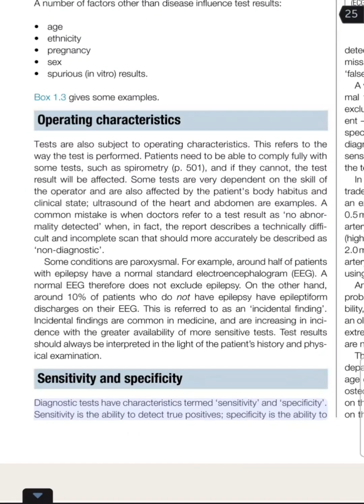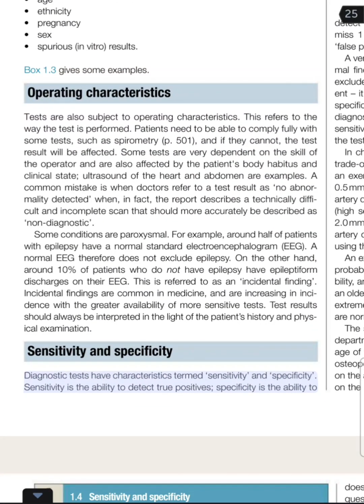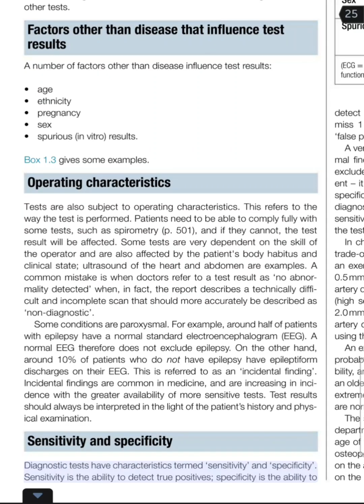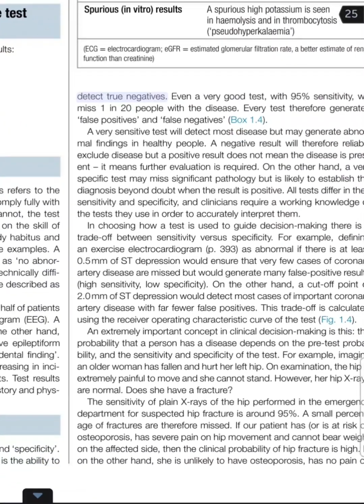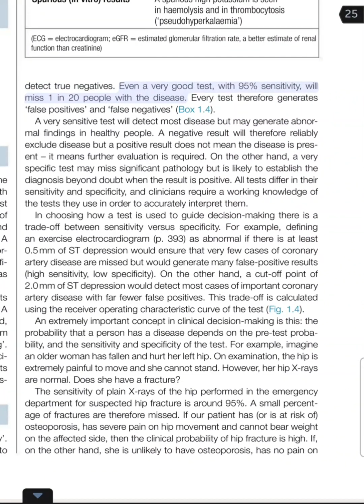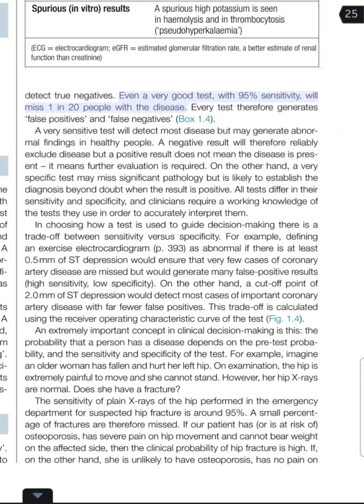Diagnostic tests have characteristics termed sensitivity and specificity. Sensitivity is the ability to detect true positives, specificity is the ability to detect true negatives. Even a very good test, with 95% sensitivity, will miss 1 in 20 people with the disease. Every test therefore generates false positives and false negatives.